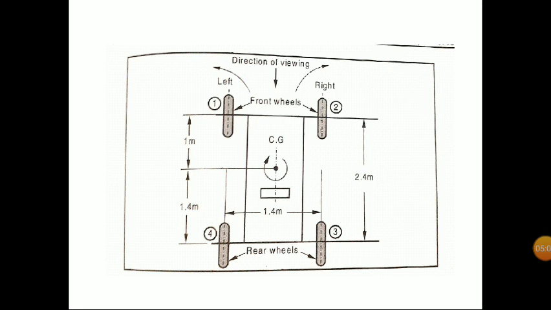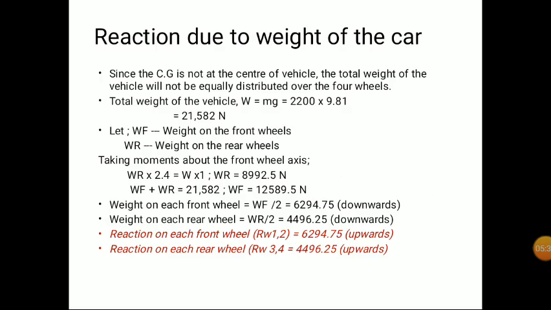We are finding the moment about the front wheel, not the center of gravity. From the rear axle, the front wheel lies at a distance of 2.4 meter. So WR into 2.4 is equal to the weight of the car acting at the center of gravity. From the center of gravity, the front wheel lies at a distance of 1.4 meter. So WR into 2.4 is equal to W into 1.4. From that you get WR equal to W into 1.4 by 2.4.